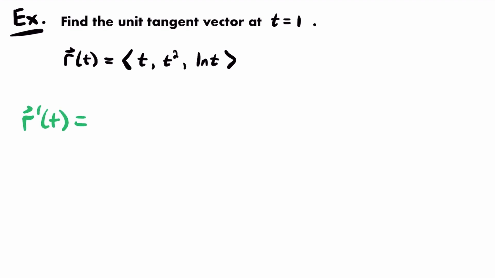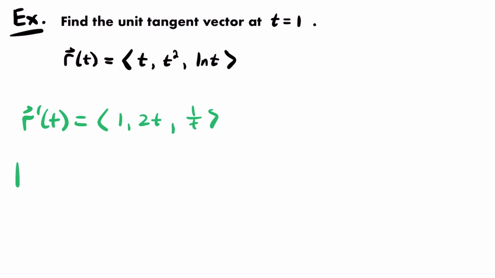If we take the derivative of each component individually, we'll get 1, 2t, and 1 divided by t, right? The derivative of t is 1, the derivative of t squared is 2t, and the derivative of the natural log of t is 1 divided by t. And then let's find the magnitude of that vector function, because not only is this the derivative of this vector function, it also represents the tangent vector for this vector function. So we want to find the magnitude of the tangent vector so that we can divide the tangent vector by its magnitude to get a unit tangent vector.